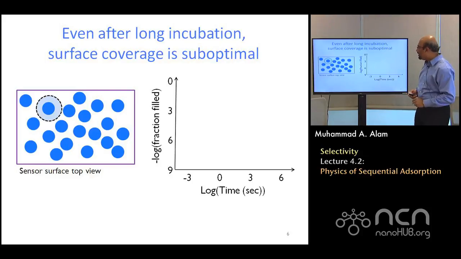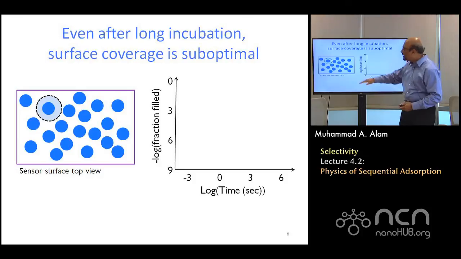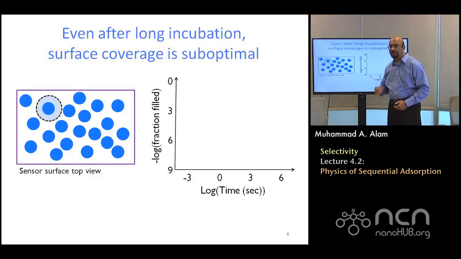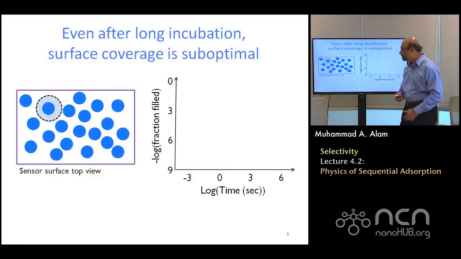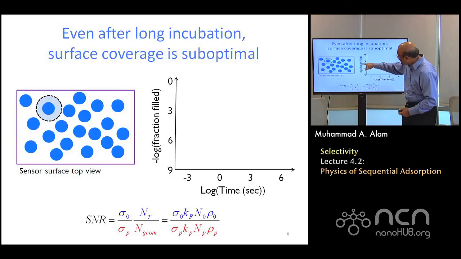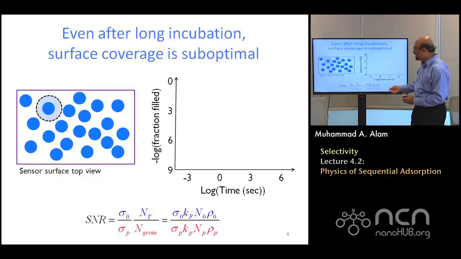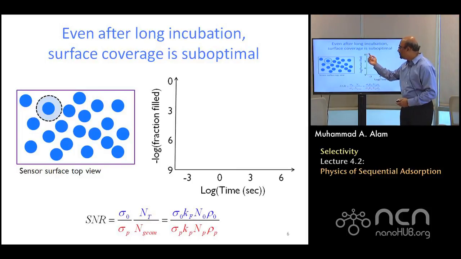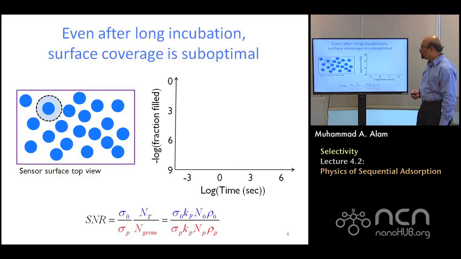Well, even before that, let me tell you that not only is this 54%, but it will take forever for this one to reach the 54%. Why is that? So what I have plotted here is a log of the fraction filled. Since it's a fraction, I have put a negative sign. So this is like 10 to the power minus 9, a very low fraction, and 10 to the power 0 is 100%.